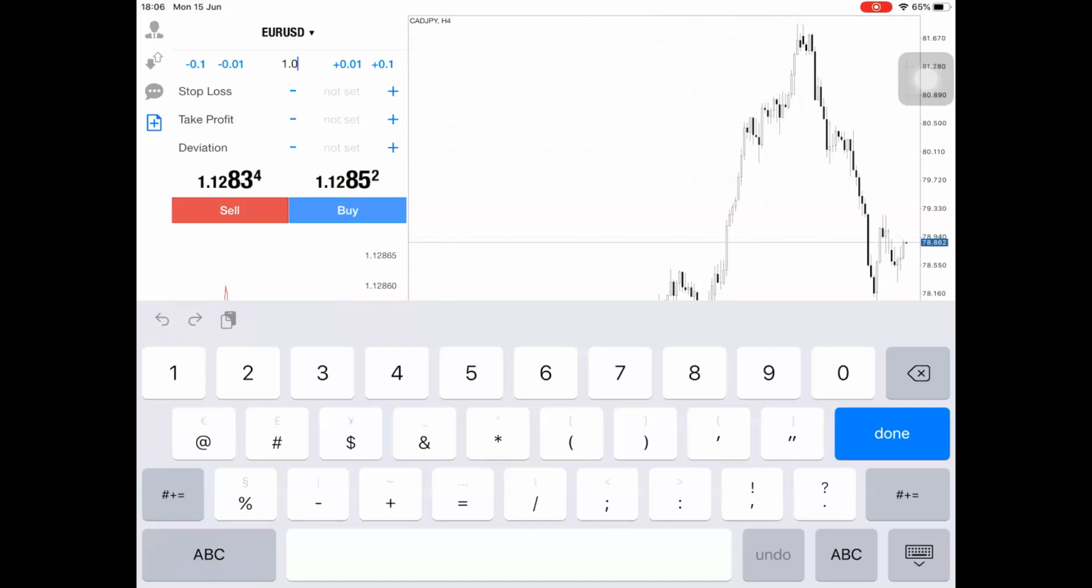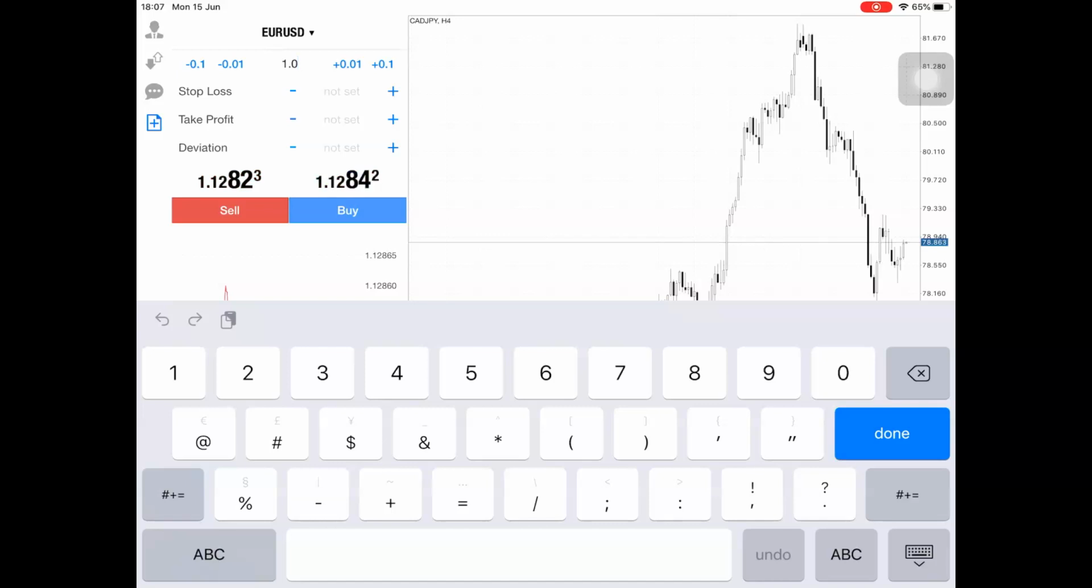So every time you want to trade, you must choose how much of a particular currency pair or asset or instrument you want to trade. Okay, you don't just go there and click buy or sell. You must say I want to buy 1 standard lot, or 1 mini lot, or 10 standard lots. Okay, and that is how it operates.